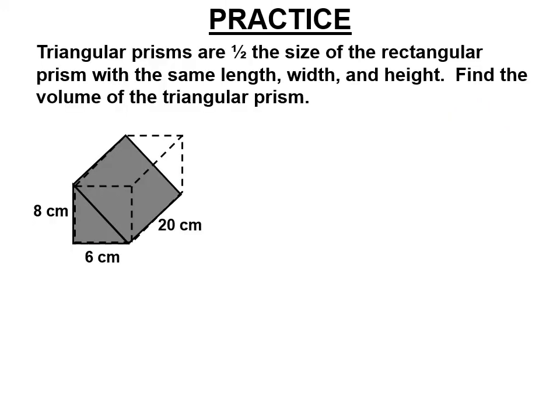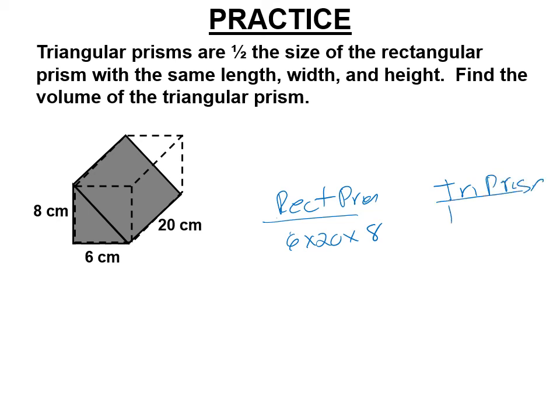All right, so triangular prisms are half the size of the rectangular prism. So the rectangular prism would be 6 times 20 times 8. For the triangular prism, all you've got to do is add a half. It's half as big, as long as you're going to the corners. So it's a half times 6 times 20 times 8. Half of 6 is 3. So 3 times 20 is 60, and 60 times 8, that's 480 cubic centimeters.